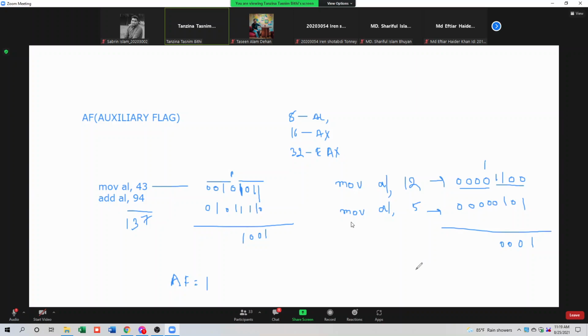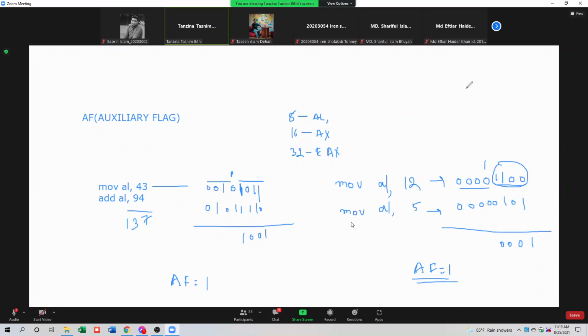So now tell me what will be the result of the auxiliary flag register? 1. Very good. Auxiliary flag register equals 1. So this is your low order 4 bits: when the last bit of your low order nibble produces a carry, that time the auxiliary flag register's value will be 1.